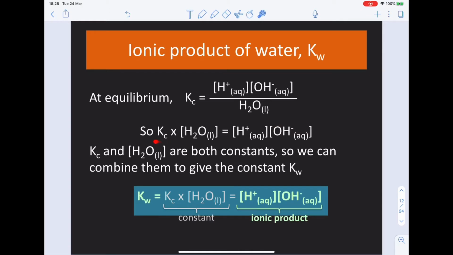Since Kc is constant at a given temperature, and at a given temperature the concentration of water for any sample will be the same, these two are constants, and we can combine them together and call this Kw. So Kw is just these two values multiplied together. So Kw is equal to this, and this is called the ionic product of water. In maths, product means multiplying two numbers. These are ions, so this is the ionic product.